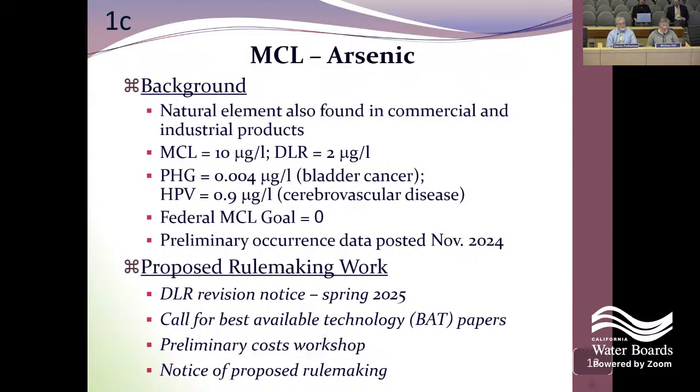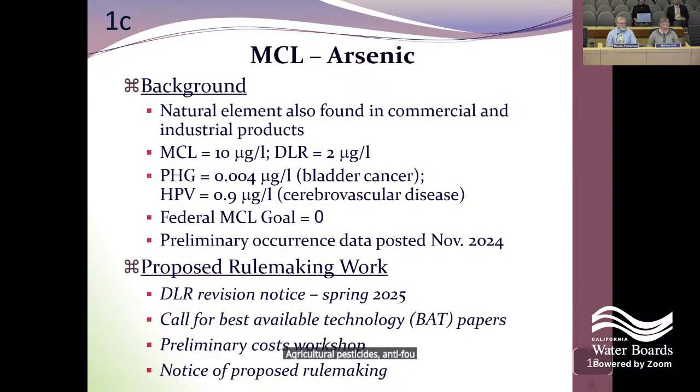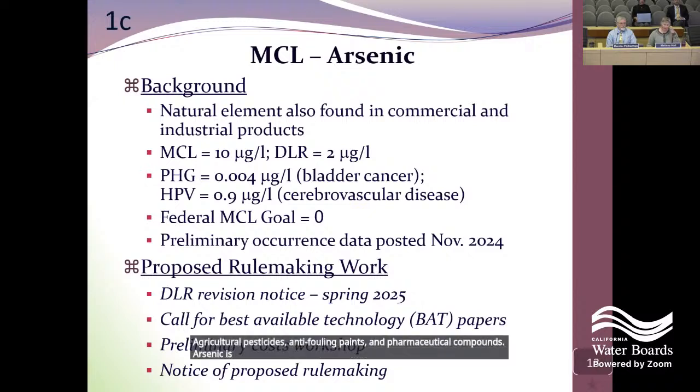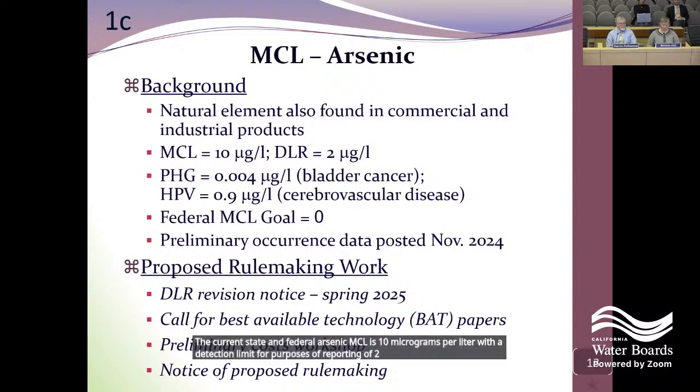Next, we have arsenic, which is a naturally occurring element found in soil and mineral deposits. It's also found in commercial and industrial products such as wood preservatives, sealed ant bait, agricultural pesticides, anti-fouling paints, and pharmaceutical compounds. Arsenic is found in approximately 20% of public water system sources with hexavalent chromium present. The current state and federal arsenic MCL is 10 micrograms per liter, with a detection limit for purposes of reporting of 2 micrograms per liter.